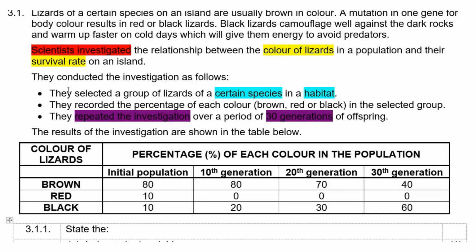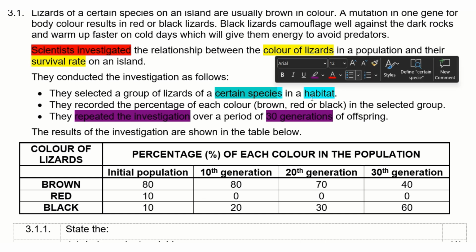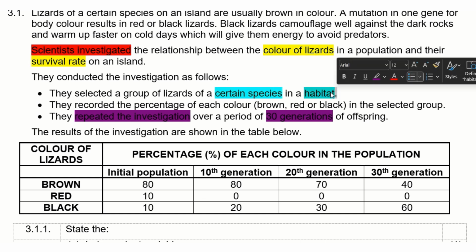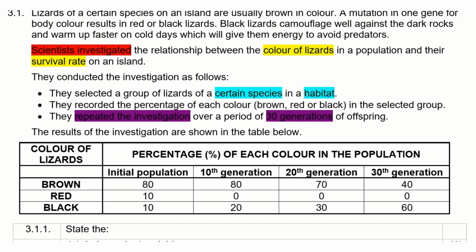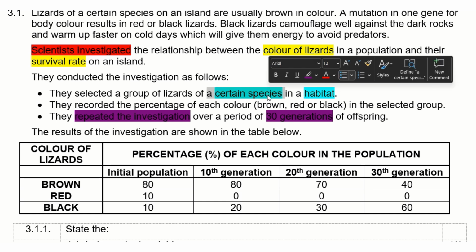We highlighted that earlier. We said that they used a certain species and then a habitat, but they don't specify that it's a specific habitat. We'll get back to that. But one thing they definitely did is they used a certain species. So if the question was, what did they do? Then you could have said they used the same species for each color of lizard. That is something that they did do.